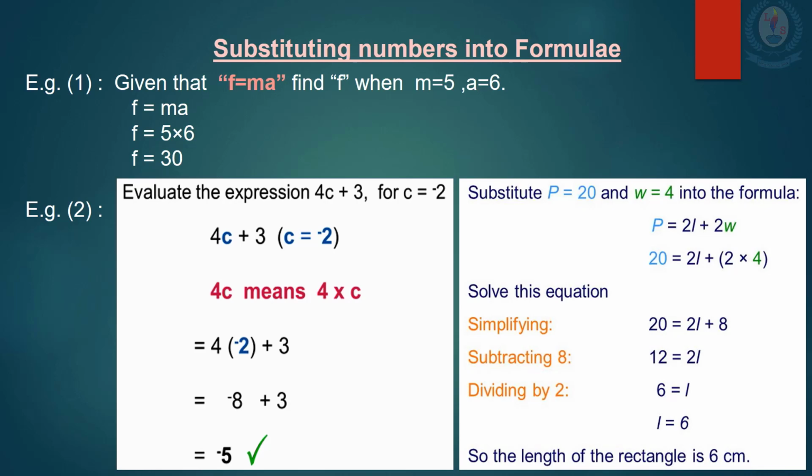Simplifying the numbers in this way: 20 is equal to L plus 8. Subtracting 8, 20 minus 8 is 12, so 12 is equal to L. L is equal to 12. So the length of that rectangle is 12 cm. Likewise, now you can go through exercise 2i.